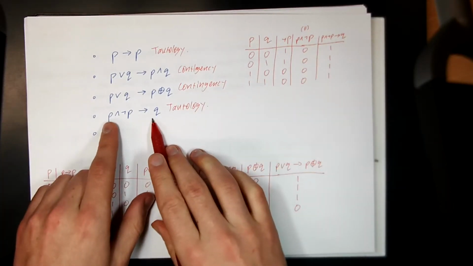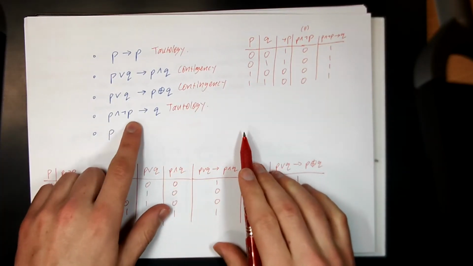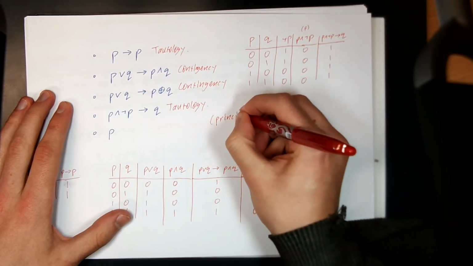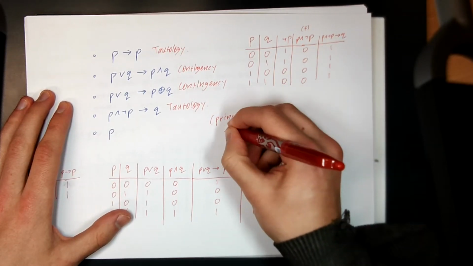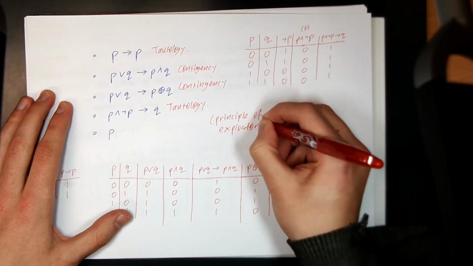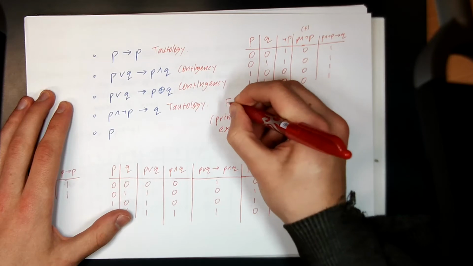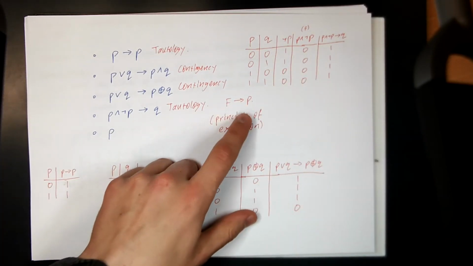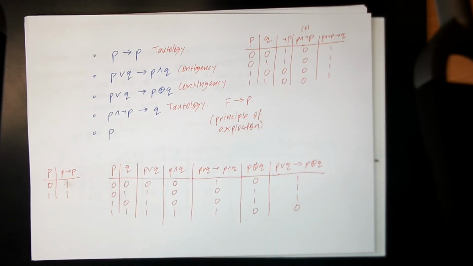This sort of equation, or anything of this form, is sometimes called the principle of explosion. Which is sometimes written as false implies P. That is, if you assume something false, you can derive anything. Which makes sense, right? If you assume garbage to begin with, you can just make up whatever you want.